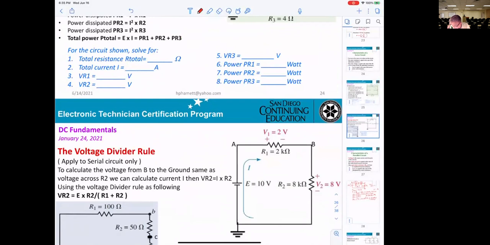Okay, let's see. Now we're talking about the voltage divider law.